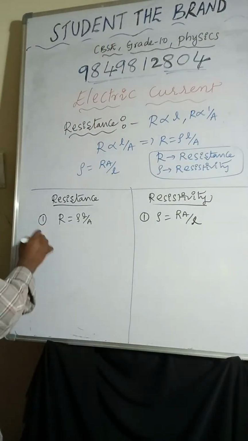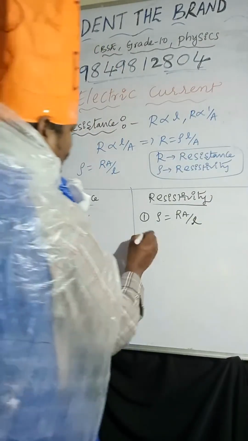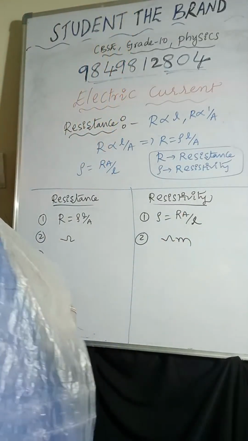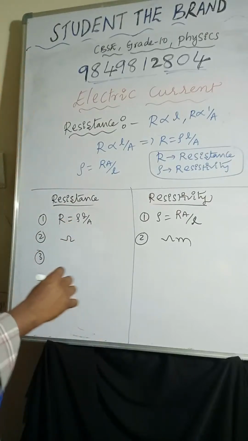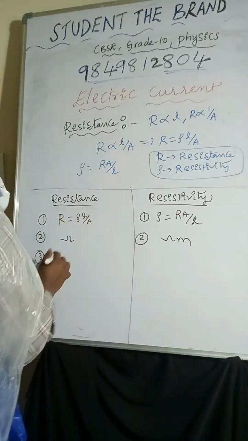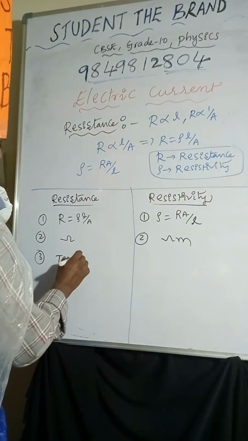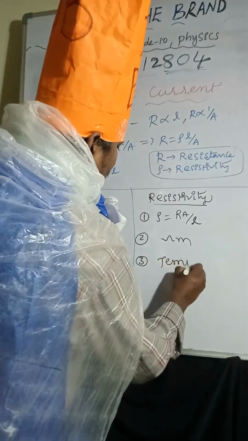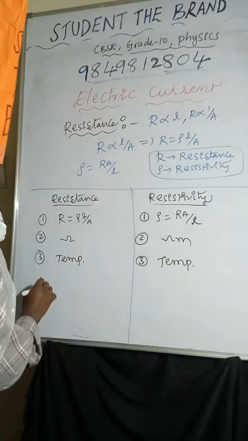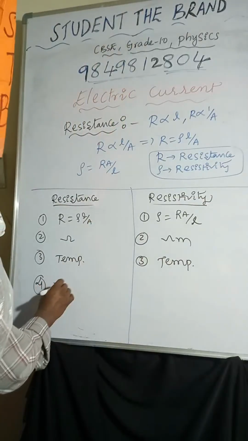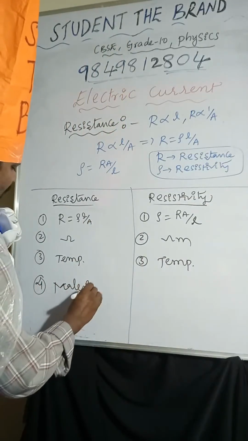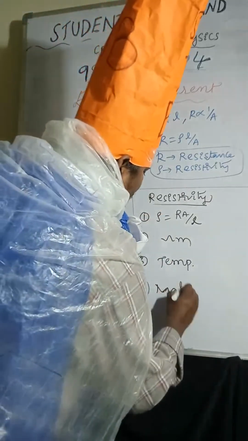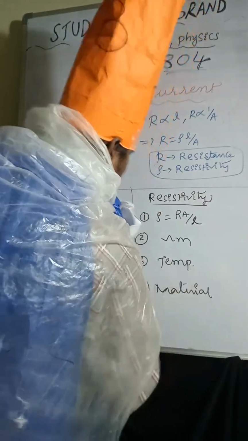And second one, SI unit of resistance is ohm. SI unit of resistivity is ohm meter. And third one is resistance depends on temperature and resistivity depends on temperature. And fourth one, resistance depends on material of the conductor, and resistivity also depends on material of the conductor.